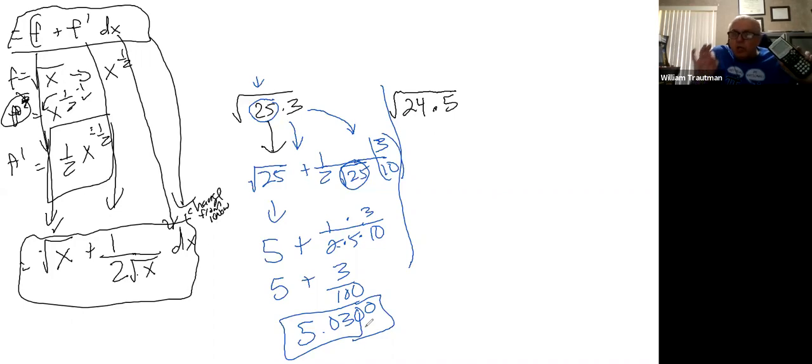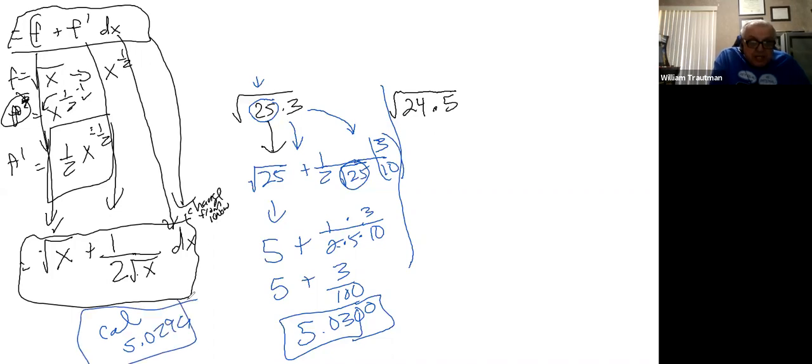Do you see how close it is? The actual answer in the calculator is 5.0299. But Newton didn't have a calculator. He did this all just like I did here, using fractions and decimals and dividing it out. So when you put this answer down, you're wrong.